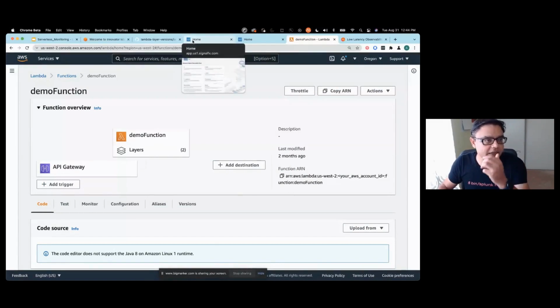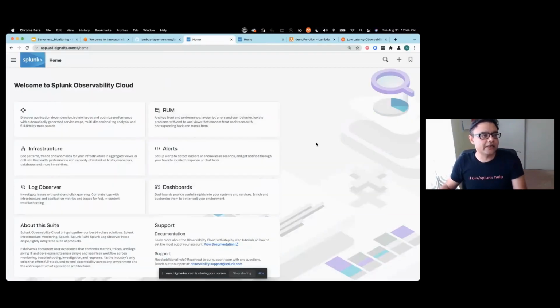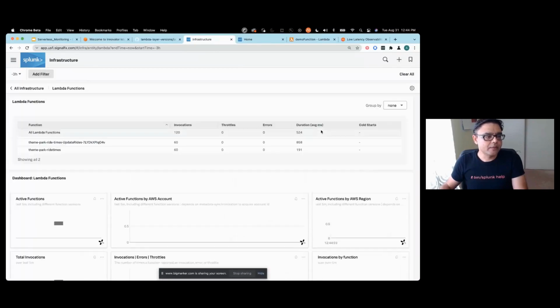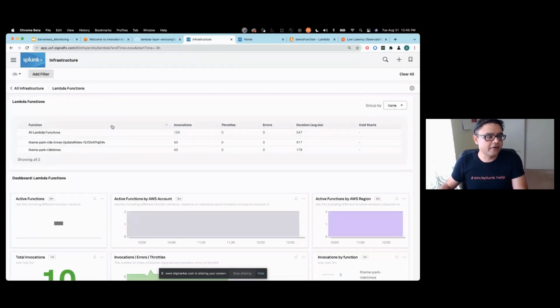So now let's take a look at this particular setup that I have done. I have already set up Innovator Island, which is sending data to my Splunk Infrastructure Monitoring. Splunk Observability Cloud includes Splunk Infrastructure Monitoring, so let's just focus on the infrastructure tab. I have two Lambda functions, which are part of my Innovator Island workshop.